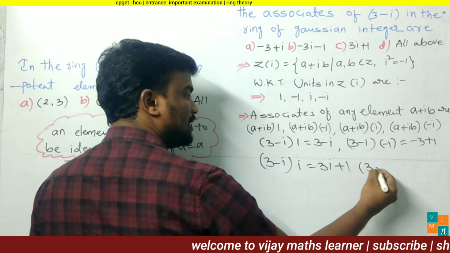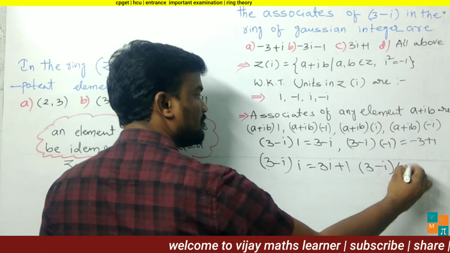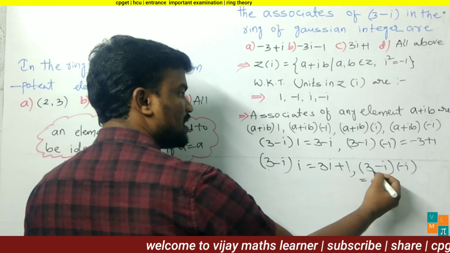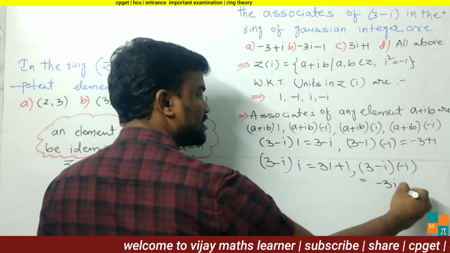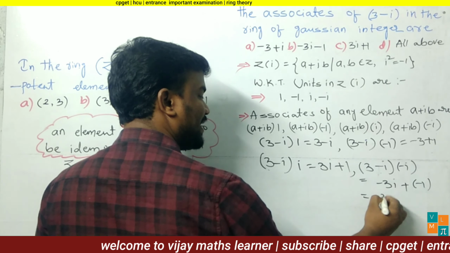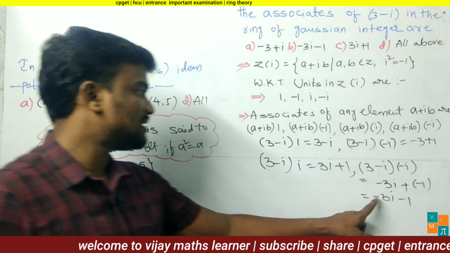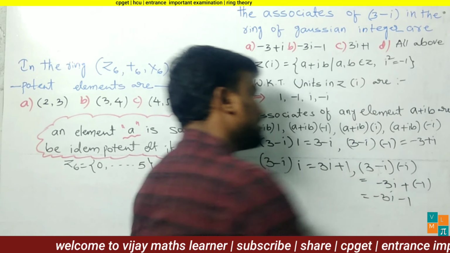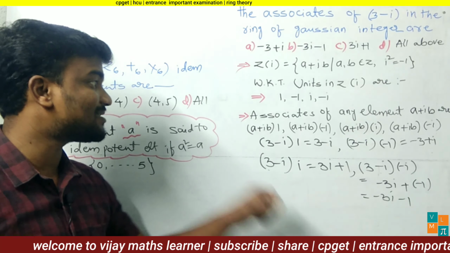Next, 3 minus i into minus i, which equals, what do we get here? 3 into minus i is minus 3i, minus into minus plus i square, and the value of i square is minus 1, so minus 3i minus 1. Here minus 3i minus 1, minus 3 plus i, 3i plus 1, 3 minus i are the associates of the element 3 minus i.